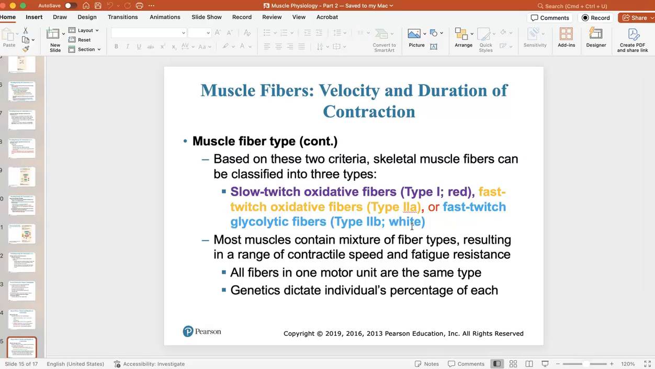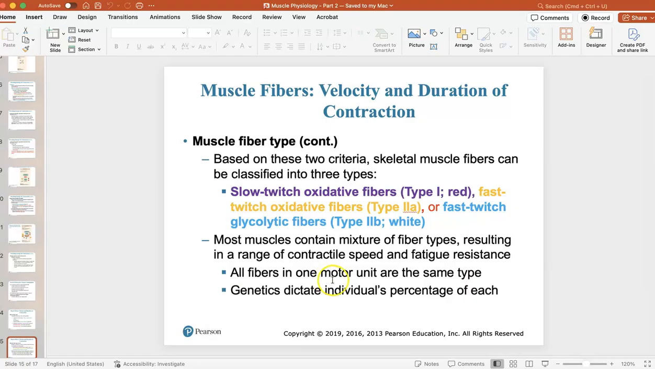So when we look at them under a microscope, type 1s typically appear red because of the myoglobin concentration, whereas the 2Bs typically appear more white because of less myoglobin. Now, you can imagine if this one is red, this one is white, and the 2A is kind of a hybrid of the two, the 2As may appear a little bit more pink under a microscope. Okay? Now, a couple of important points here.